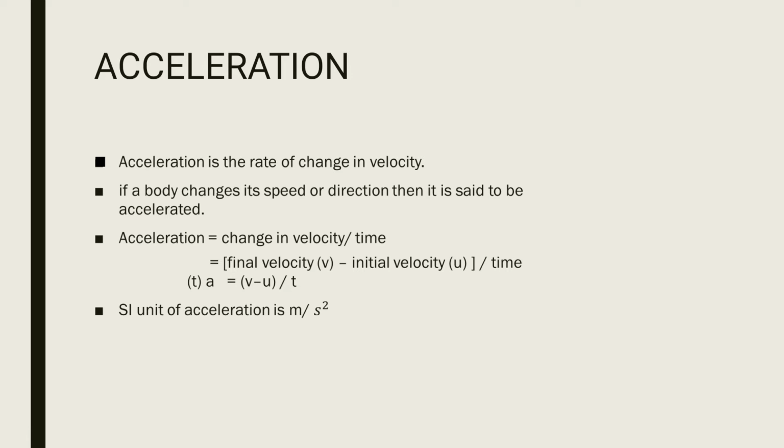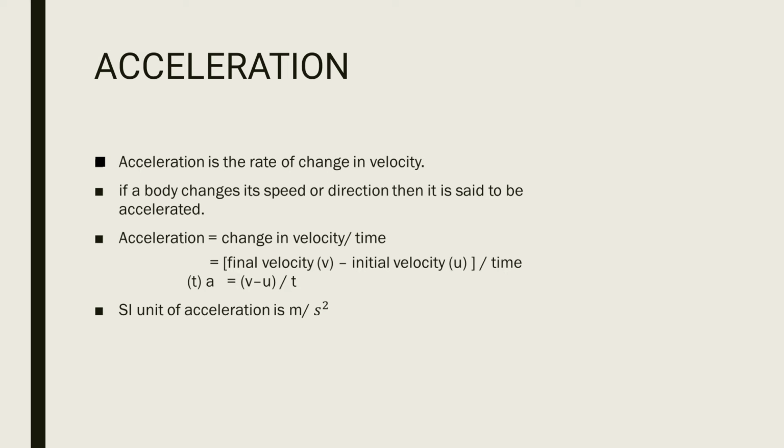The formula for acceleration is change in velocity by time. Change in velocity is the difference between the final velocity and the initial velocity. That is, final velocity minus initial velocity. Then the change with respect to time. That is, we take final velocity as v and initial velocity as u and time as t. So, the formula is v minus u divided by t.